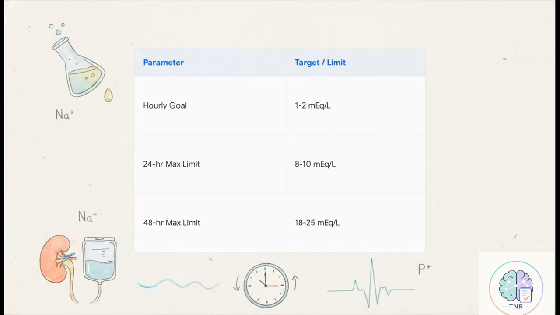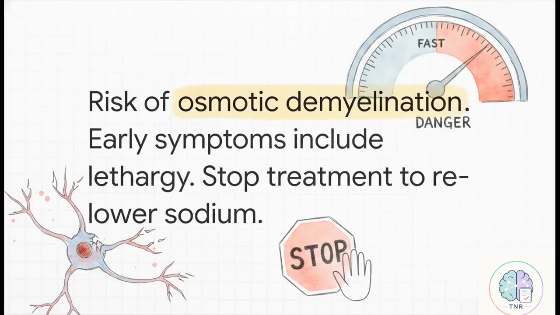Now listen closely because this is where the strict speed limits come into play. You have to check that serum sodium every 2 to 3 hours. Your hourly goal is to raise it by just 1 to 2 milliequivalents, but here's the hard, non-negotiable rule. You can absolutely never exceed an 8 to 10 milliequivalent total increase in 24 hours, or 18 to 25 in 48 hours. And if the duration was chronic or unknown, aim for the lower end of that limit just to be incredibly safe. Oh, and don't forget to track the potassium lost in the urine and replace it. So why are we so obsessed with these speed limits?